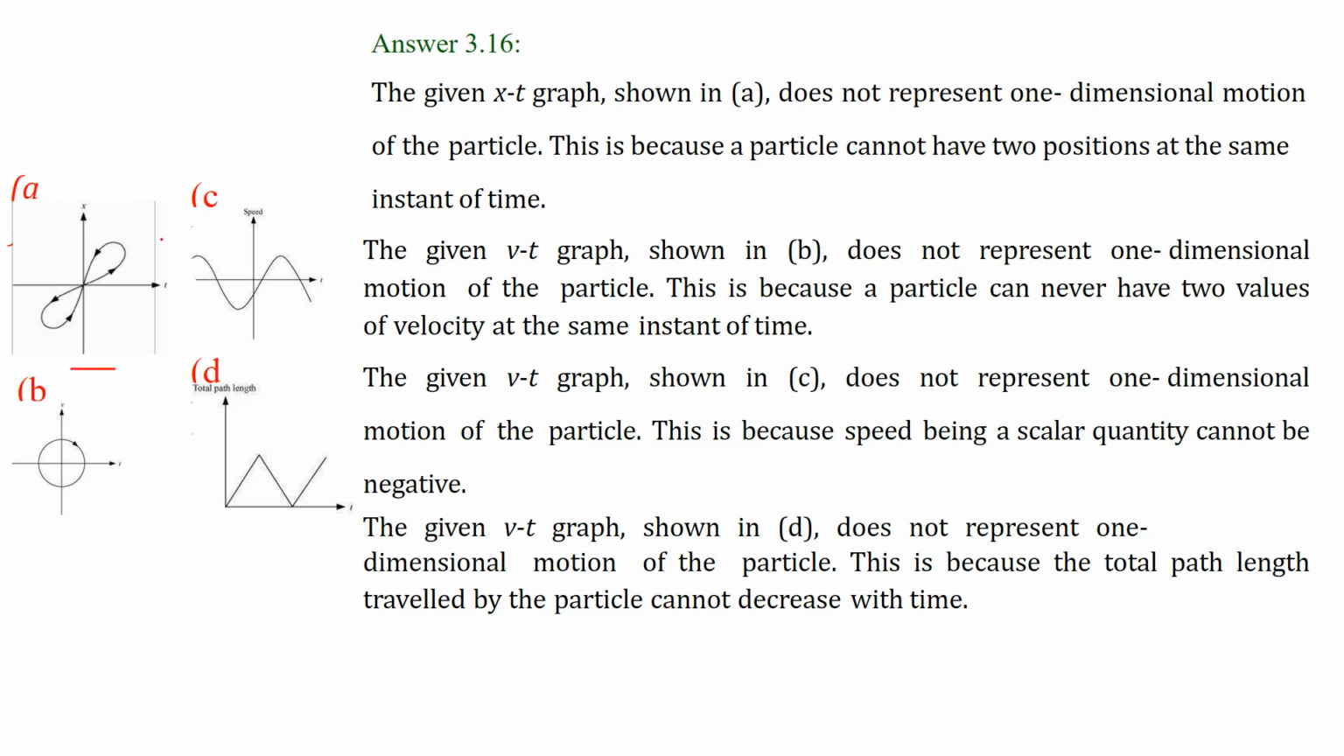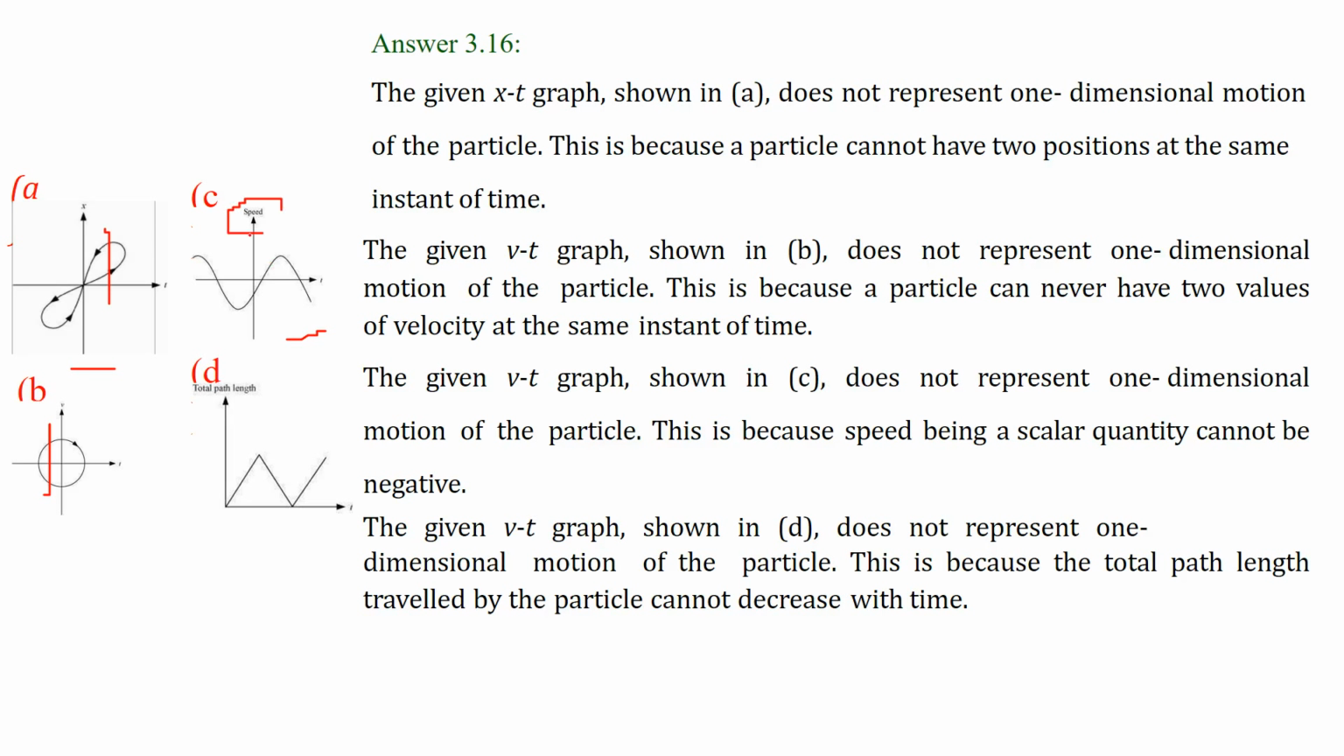In this xt graph, this graph does not represent one-dimensional motion of the particle. Why? Because at the same instant of time it has two positions. A similar case is with this. It also does not represent one-dimensional motion because a particle can never have two positions or two velocities at the same instant of time. In this case, it again does not represent one-dimensional motion.